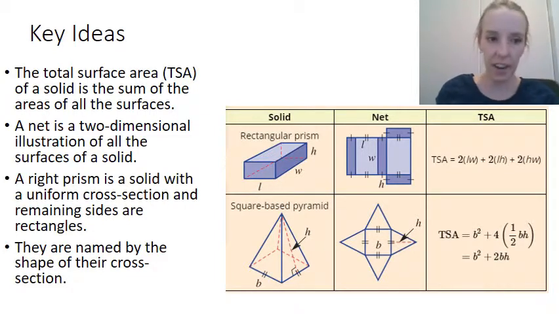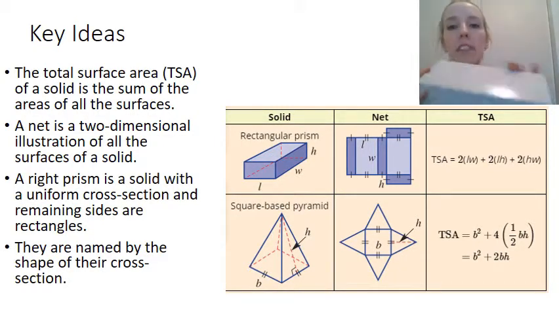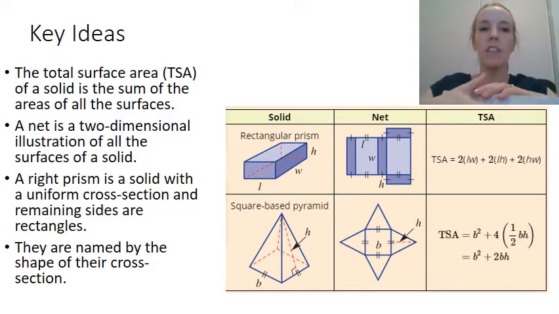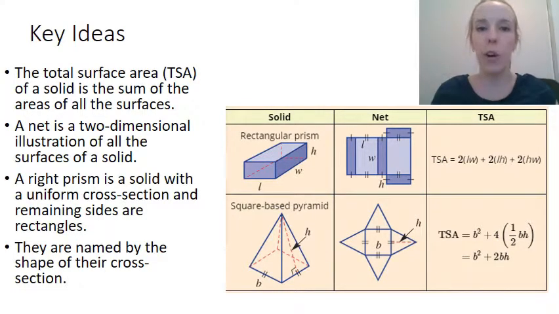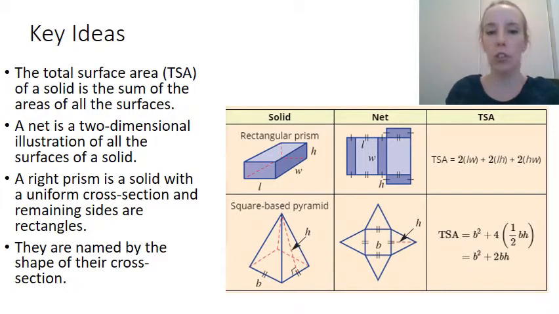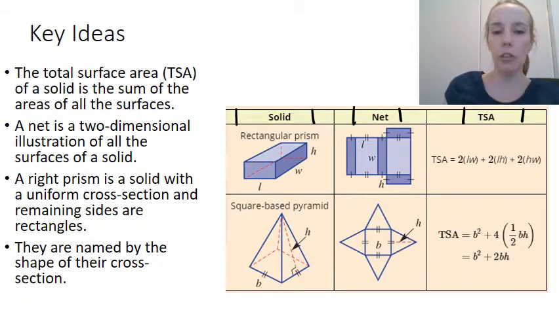Some key ideas here. The total surface area of a solid is the sum of the surface areas of all sides. So I'm going to bring out my trusty tissue box. The total surface area of this tissue box would be the surface area of every single one of these sides added together. To make this easier, we can draw a net drawing. A net drawing is a two-dimensional illustration of all the surfaces of a solid. For instance, I've got here the solid, next to it the net, and then the way to calculate the total surface area.